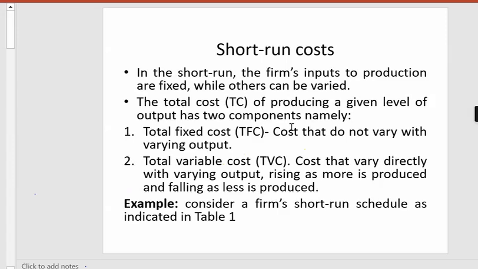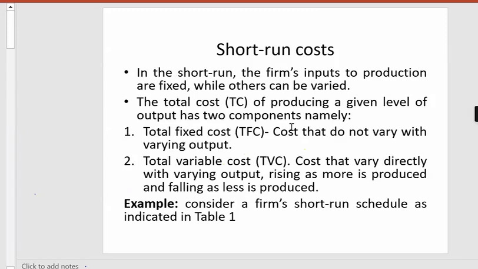But other factor inputs can vary. For example, the number of people can vary. You can employ 1 labor, you can employ 2, 4, 5, 6, etc. But the land must be fixed. So one condition under short run, one factor input must be fixed. When you say fixed, it does not change. That is under short run.